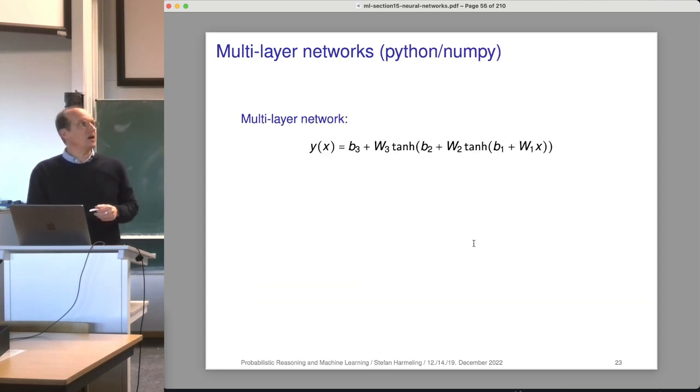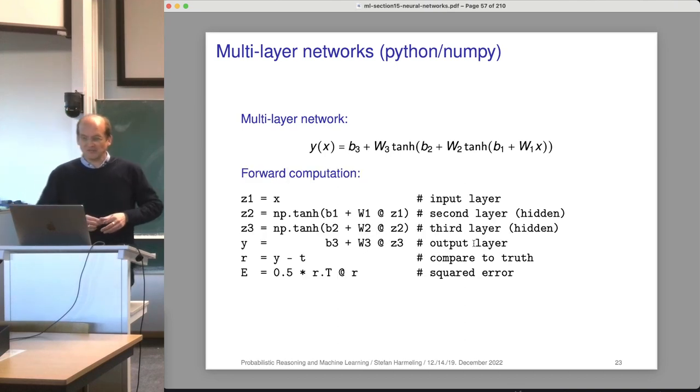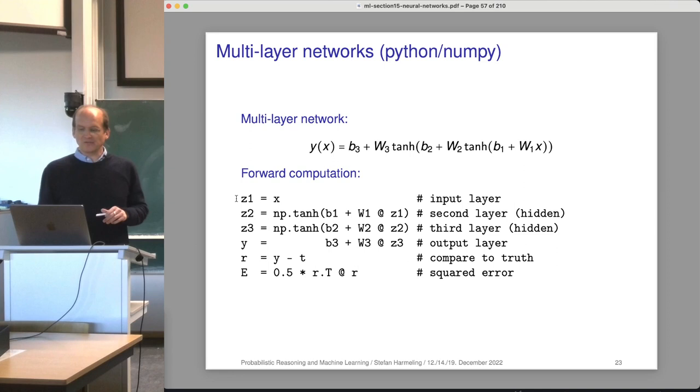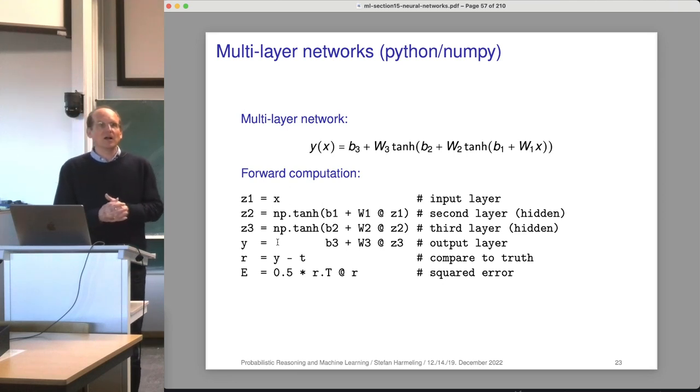Okay, so let's see how we can implement this. Here's an implementation in Python, and it's just copying the mathematical formula into code, okay? We give the input layer a fancy name and call it Z1. Then the second layer is the output of the tangens hyperbolicus, and we call it Z2. Then the third layer might be Z3. And finally, we have some output layer where we omit the nonlinearity. Depending on what you want, you could also leave it there. However, then you are between minus 1 and plus 1. But possibly you also want to have larger function values, and then you don't put it there.